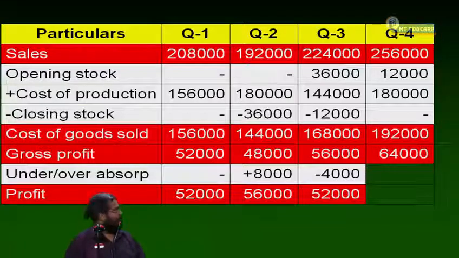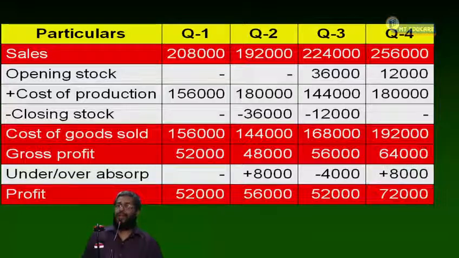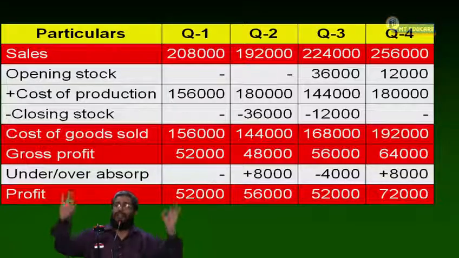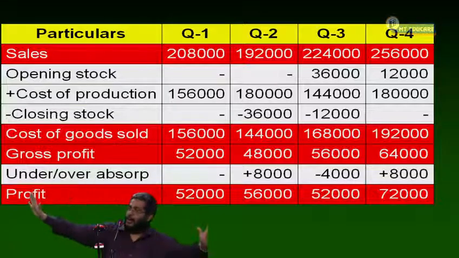Gross profit is 64,000. Any under absorption or over absorption? Yes, over absorption of 8,000. What is the profit? 72,000. The profit is 72,000. We have prepared the income statement under marginal costing and then the absorption costing system. Up to this calculation, everybody following or not?